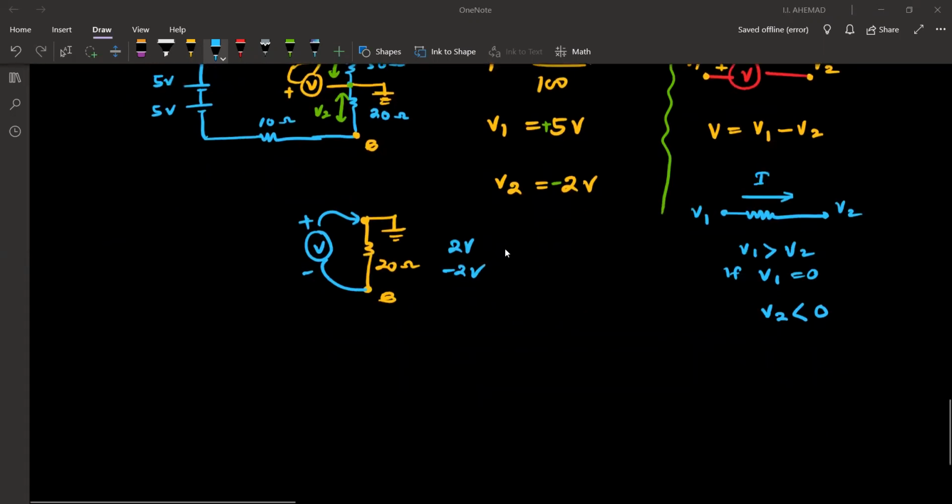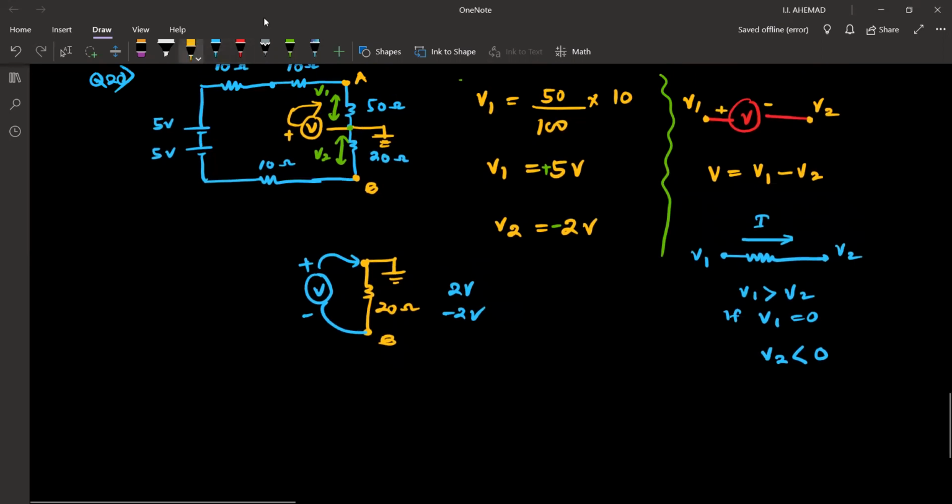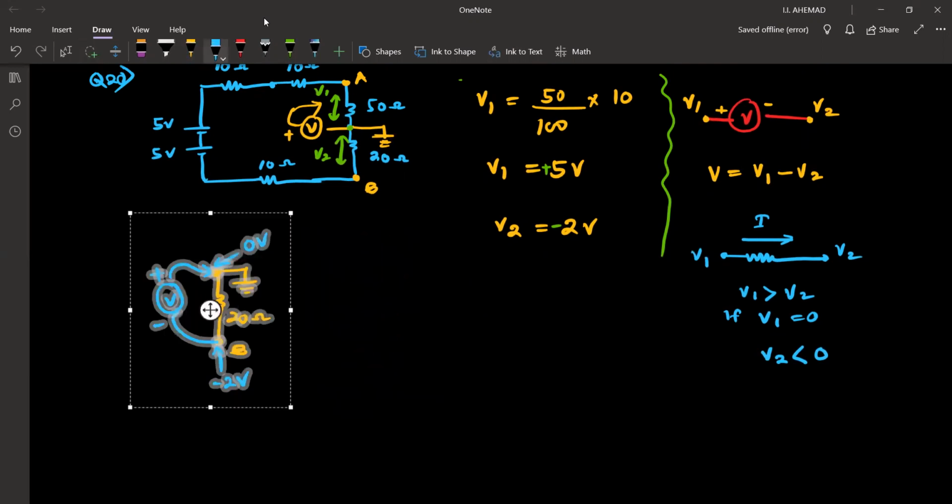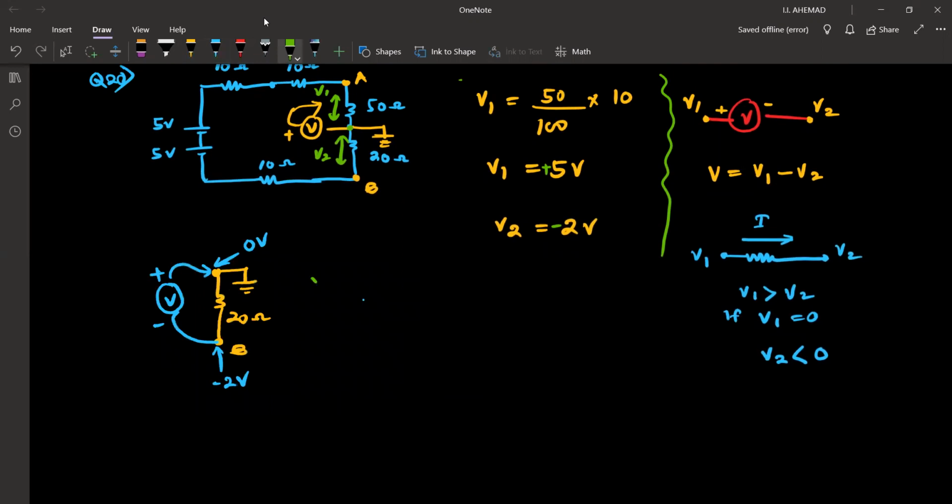Okay, let's see. What is the potential over here? It is 0. What is the potential here? It is -2. Now, what will be the reading? V is equal to V plus minus V minus. So V plus is 0 minus -2. Therefore, it's 2 volts.